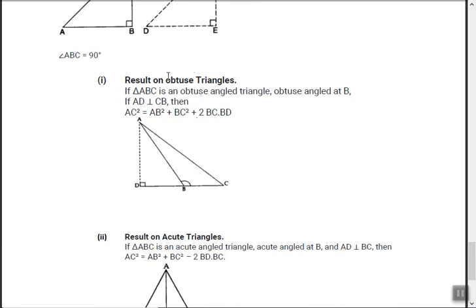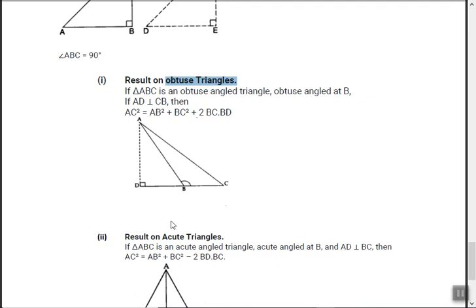Now something important for the obtuse triangle. In fact, you can find it also, but I am just giving you the quickie. See here, triangle ABC is an obtuse angle triangle, obtuse at B, means this B is the obtuse angle, and AD is perpendicular to CB. So CB will have to be extended, and we will make it DB. So in that case, AC square equals what? AB square plus BC square plus 2 BC into BD. Remember this.